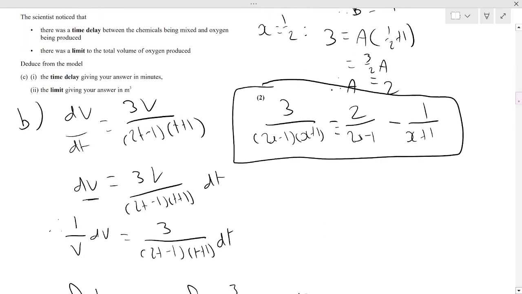Oh, no, that should be in t's as well, not x's, sorry. t plus 1 t is 2t minus 1 t. There we go, not x's. Okay.